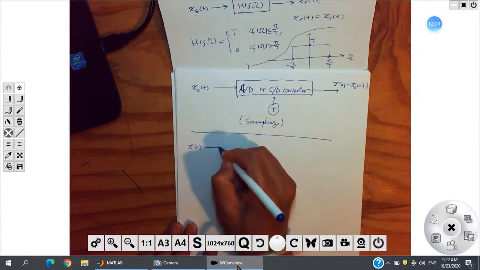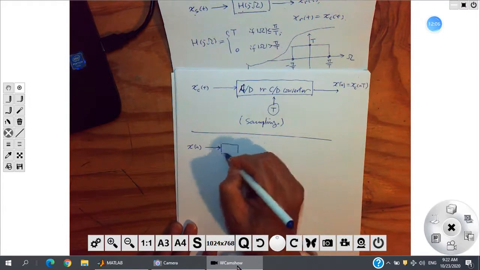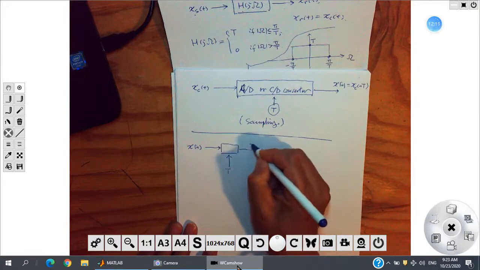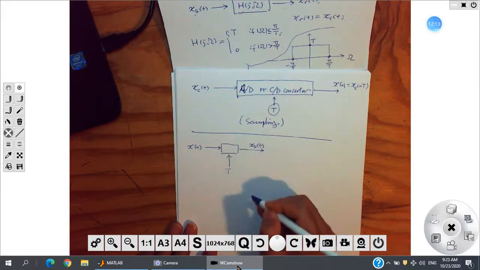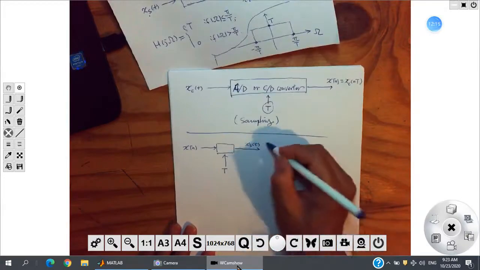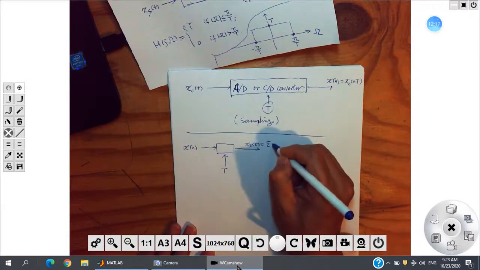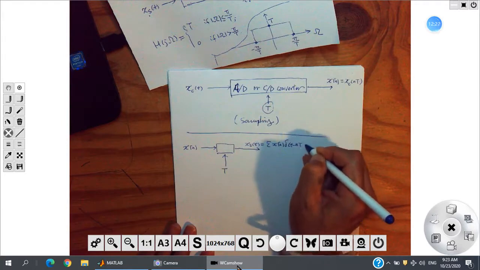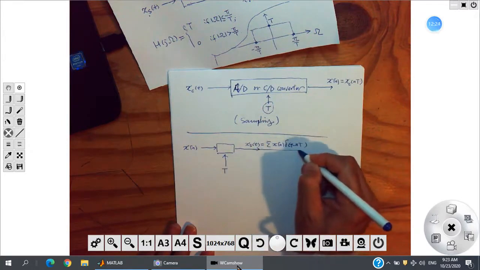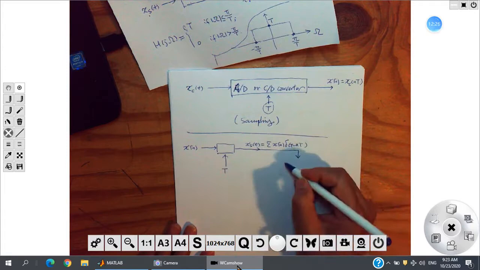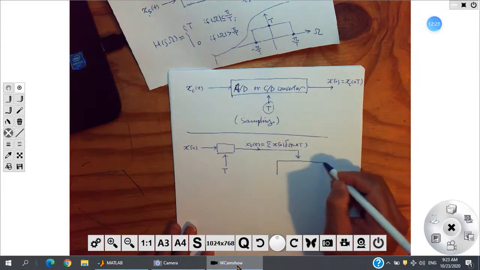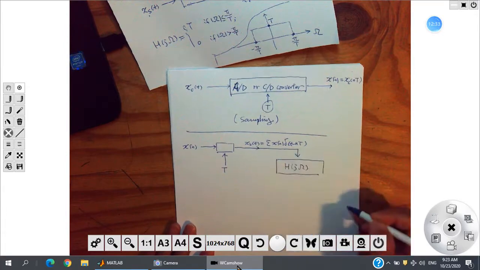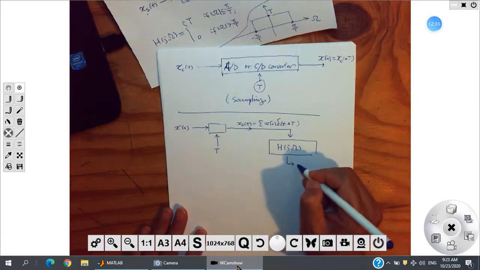And restore. You have x of n. Then you still need the same T. You have xs of t, which is a summation of x of n times delta of t minus nT. Okay, I put it here. And then you need that H of j omega. Then you can have xr of t.